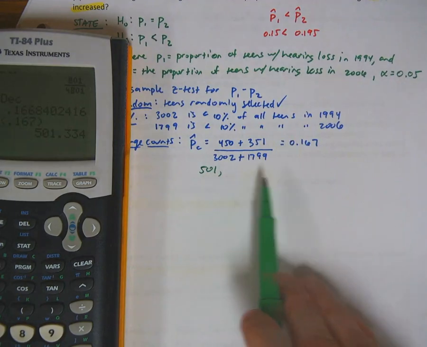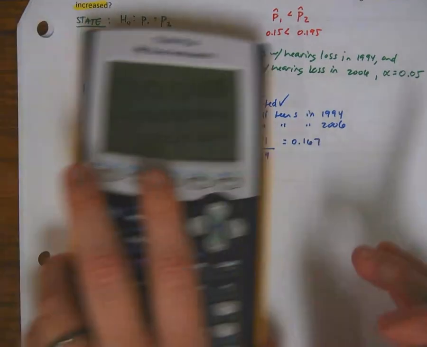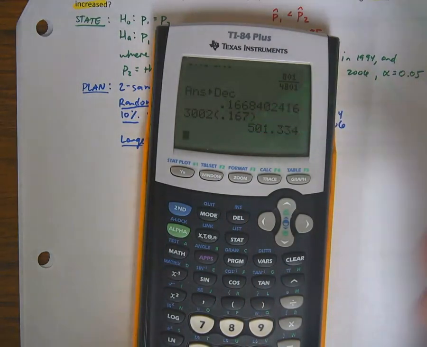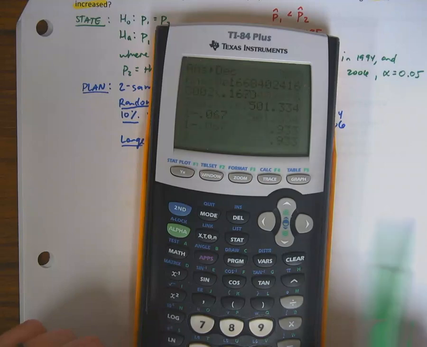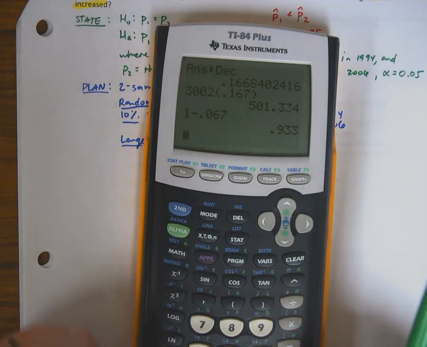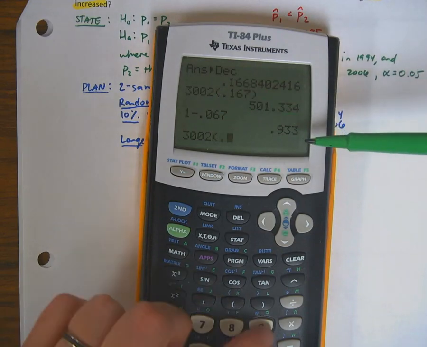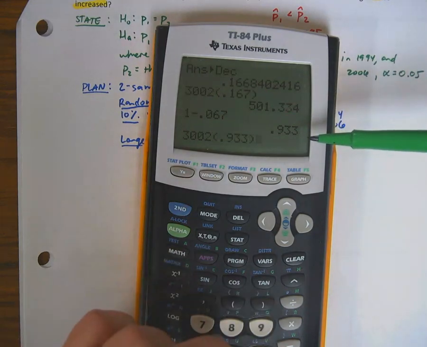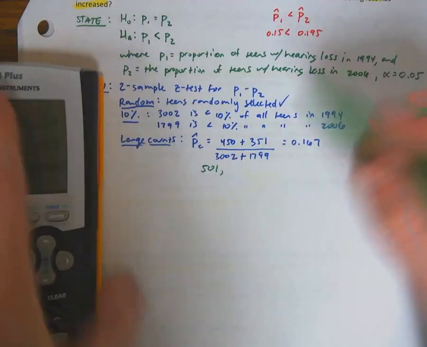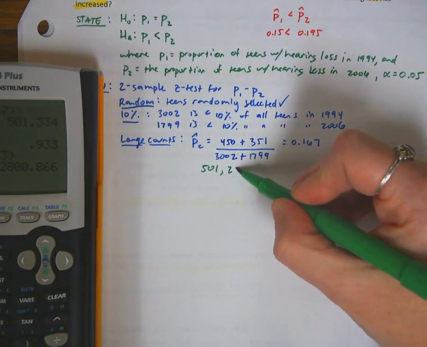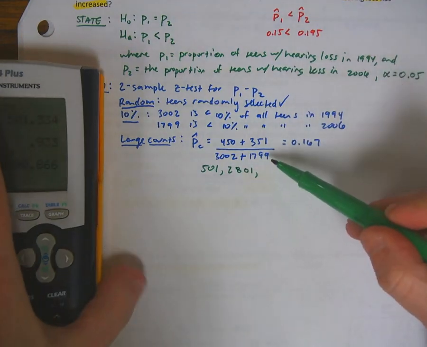I'm going to list all 4 numbers that I'm checking to make sure they're greater than 10. But again, you have to think about what you're doing. You look at your last entry. The complement of 0.167 is 0.993. So now I have to check that that 3002 times 0.933 is also greater than 10. We're going to call that 2,801, comma. Now I'm going to check population 2.